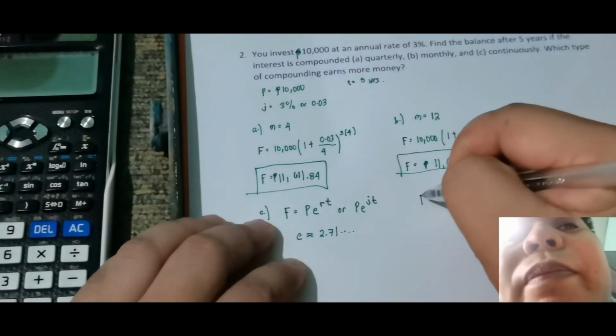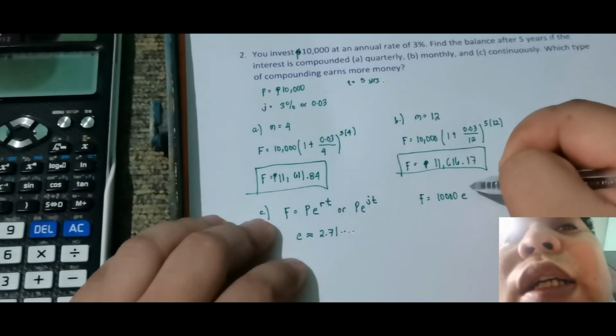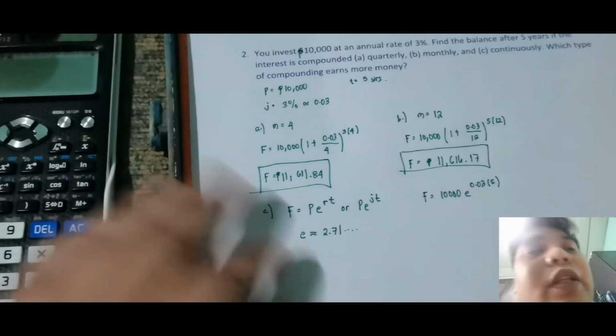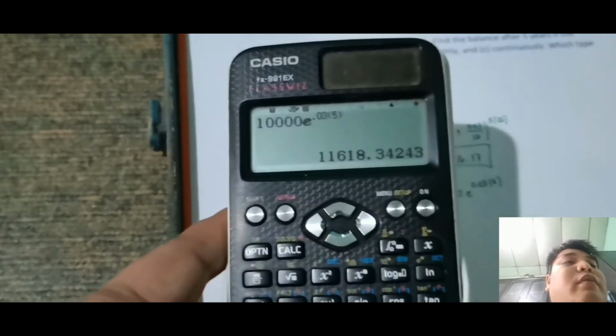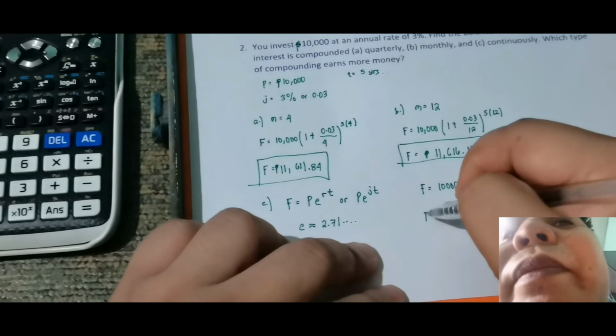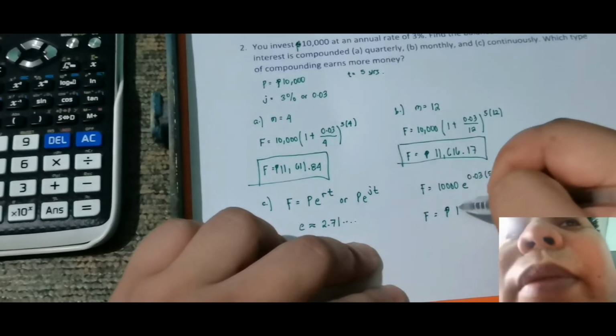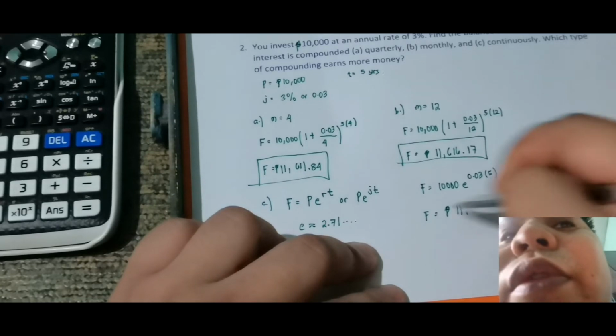So this is just F is equal to 10,000 times E raised to 0.03 times 5. Let's check. In calculus, this is possible: 10,000 times E raised to 0.03 multiplied by 5 years. That is simply 11,618, meaning F is equal to 11,618 pesos and 0.34. Imagine that.